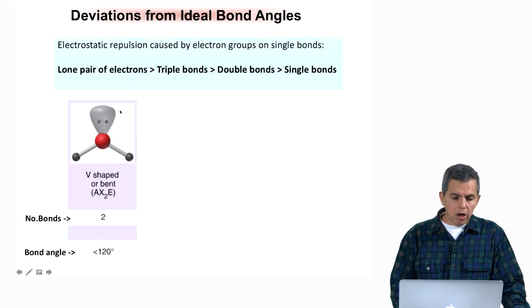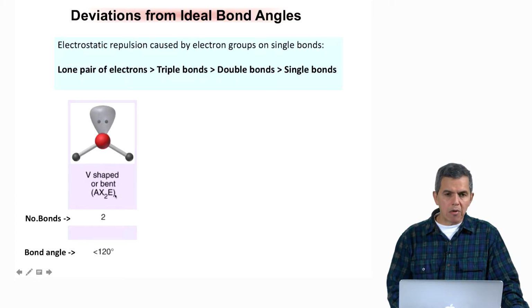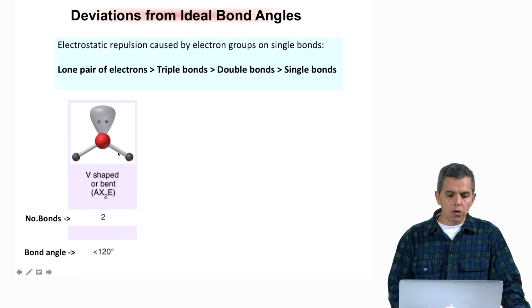The V-shaped molecular structure that we have here, also known as the bent shape, has a molecular geometry of AX2E. E represents a lone pair of electrons. We can see that there are two bonds here, and that the angle that ideally should be 120 degrees between the two bonds is reduced, is less than 120 degrees because of the repulsion that these bonds experience caused by the lone pair of electrons.